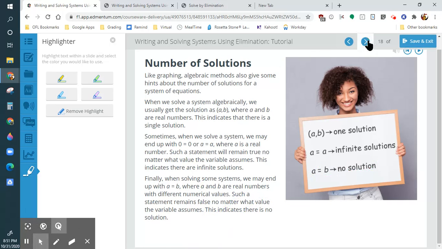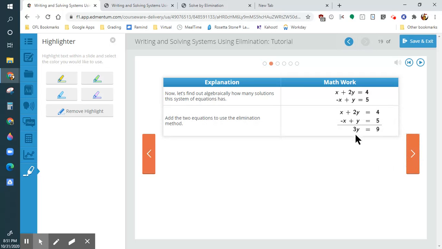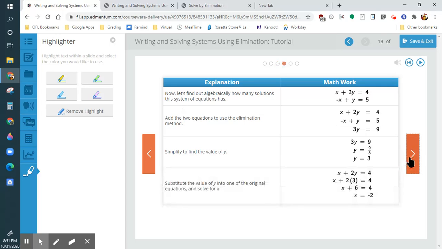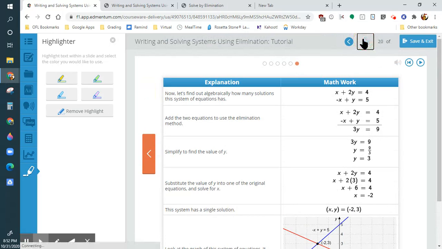All right, so let's go into this. So here's the situation. We're going to add these two together. We get 3y equals 7, y equals 3. Plug it in here. We get that. So this has one solution. Nice and simple. Single solution. They're going to cross right there.